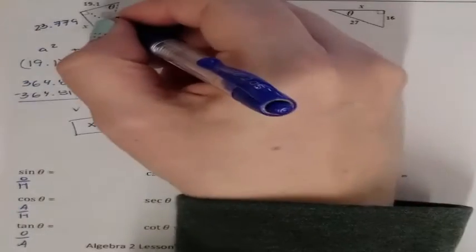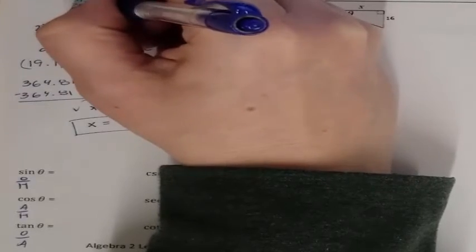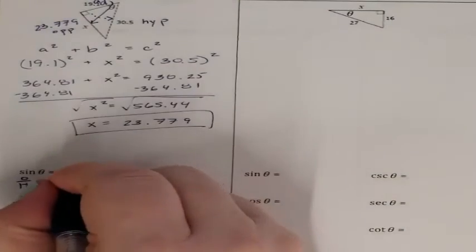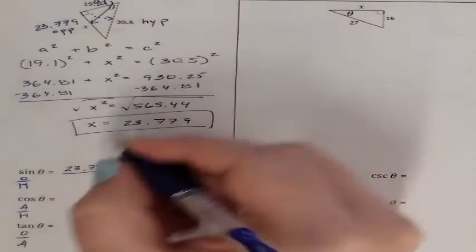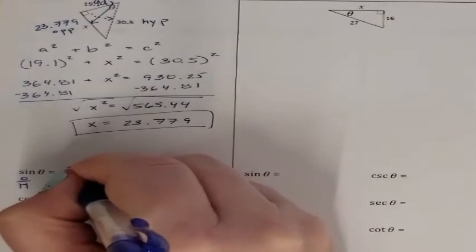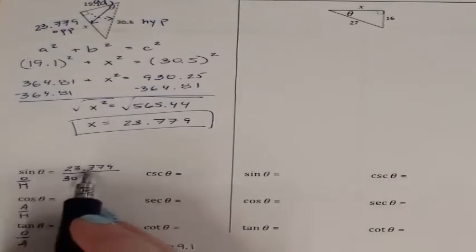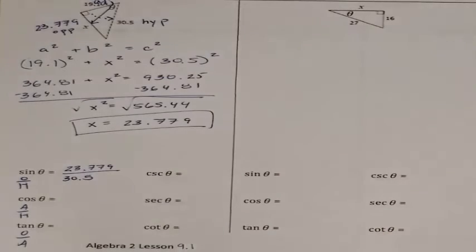Here's theta. What's immediately across from theta is always going to be our opposite, and what's immediately next to theta is always our adjacent. So opposite is 23.779 all over my hypotenuse, which is 30.5. We're going to leave the fraction like this because we want to see who opposite was and who hypotenuse was, because we want the ratio. So we're not going to simplify it.